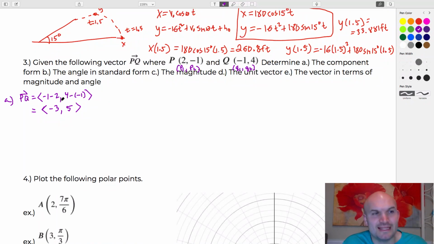I also want to make sure that I label my equation, so as I'm grading it, I know where they're finding the component form for answer A. The next one is find the angle, B.